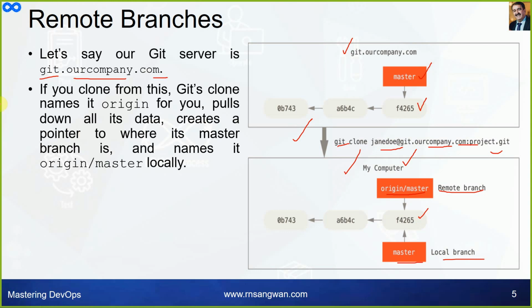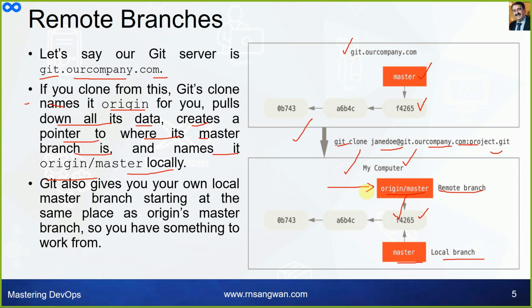If you clone from this, git clone names it origin for you, pulls down all its data and creates a pointer to where its master branch is, and names it origin/master locally. This is the reference. Git also gives you your own local master branch starting at the same place as origin's master branch, so you have something to work from, because this is your local now.